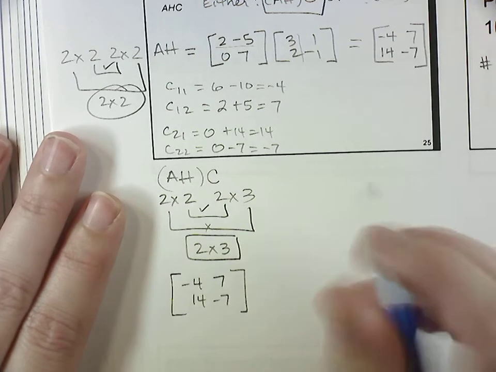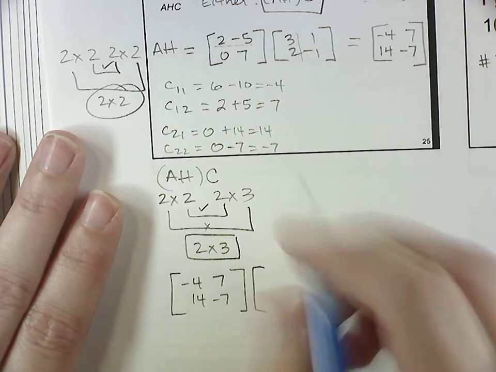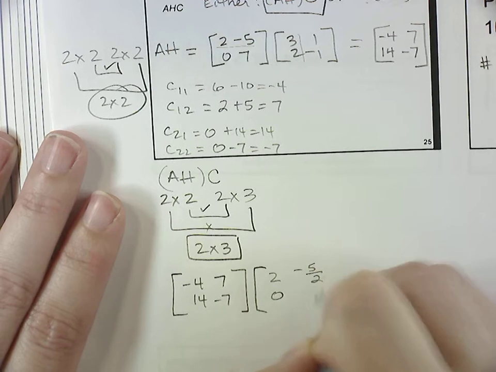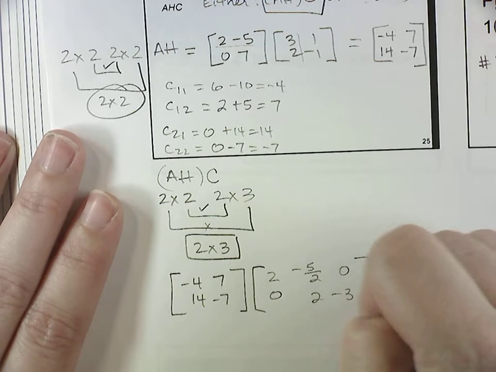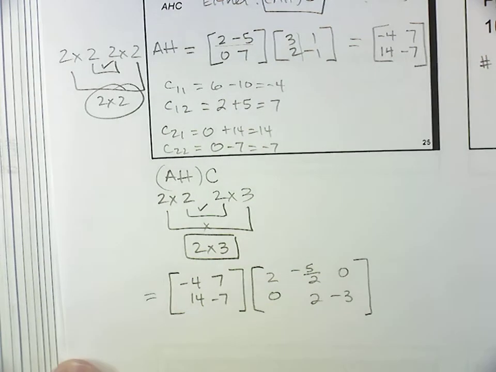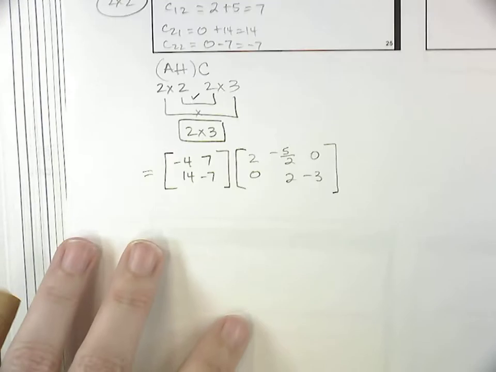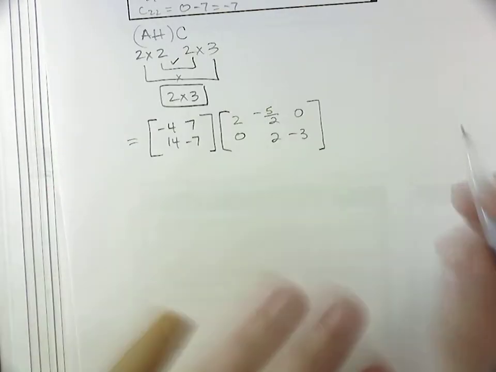How did you guys do with that? Did pretty good. And then your C is 2, 0, 2, 2, 0. Why is that a negative 5 halves?